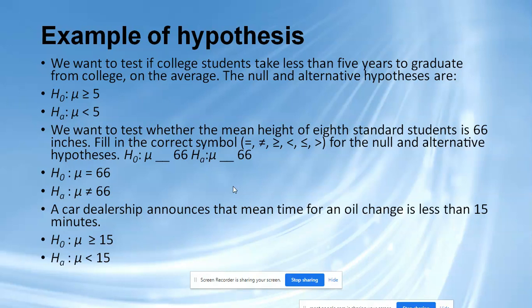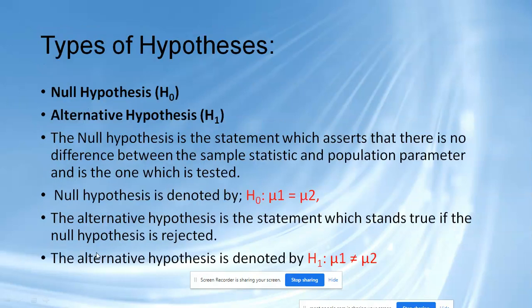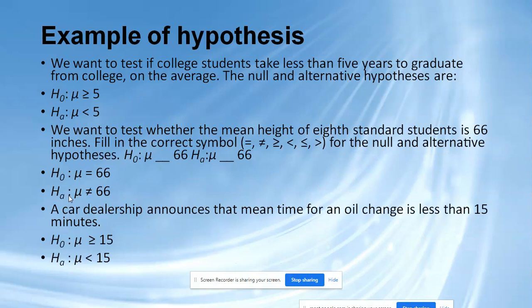So the null hypothesis is mu is equal to 66 inches. See, in the alternative hypothesis we have defined mu1 is not equal to mu2. In similar fashion, we define here the alternative hypothesis as mu is not equal to 66, and H naught is mu is equal to 66. So that is how we define the null and alternative hypothesis.